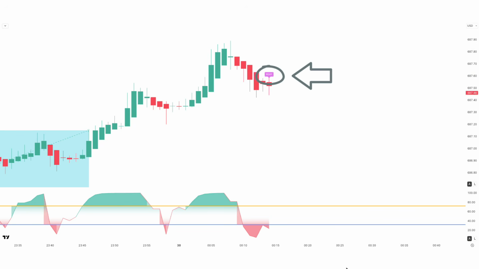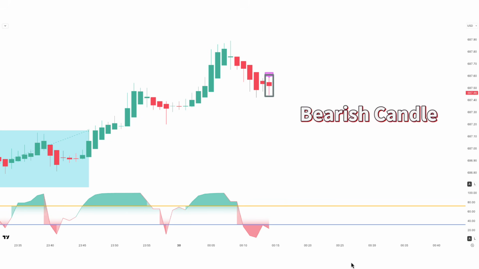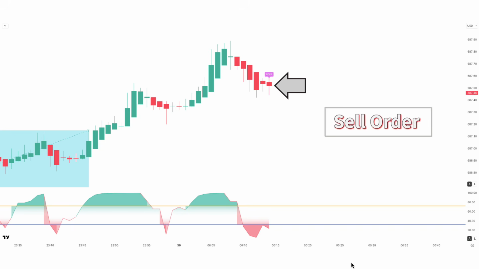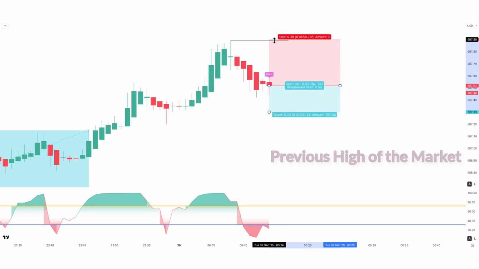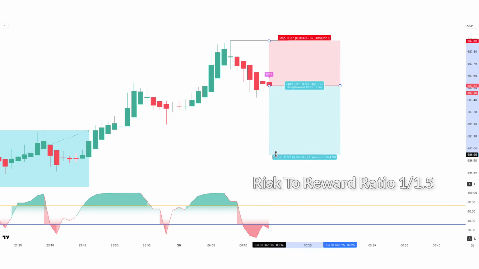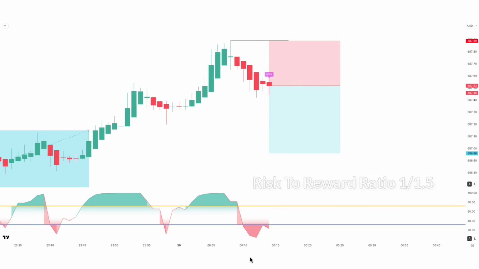When the Super Trend Breakout arrow of this indicator is a bear signal, and the red area of Super RSI is below the blue line, and the market forms a bearish candle, if these conditions are fulfilled, then we will place a sell order. Our stop loss is to be placed at the previous high of the market, and the risk to reward ratio will be 1:1.5.